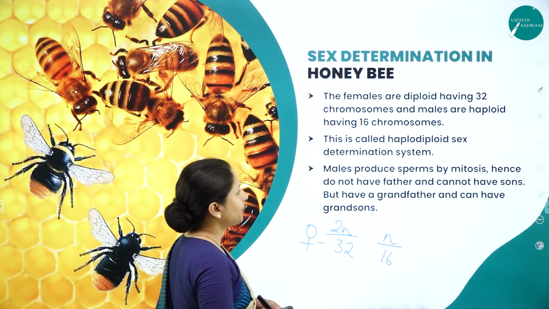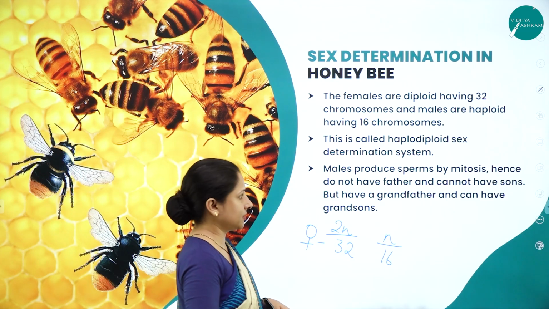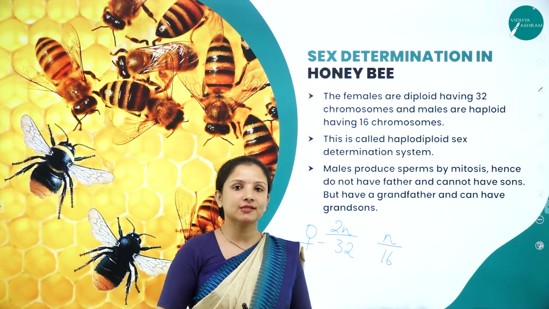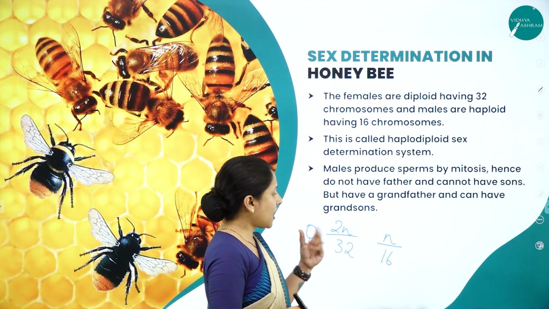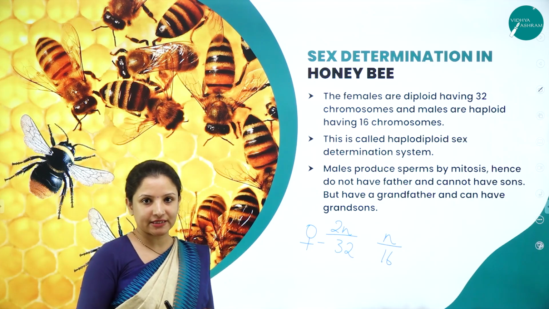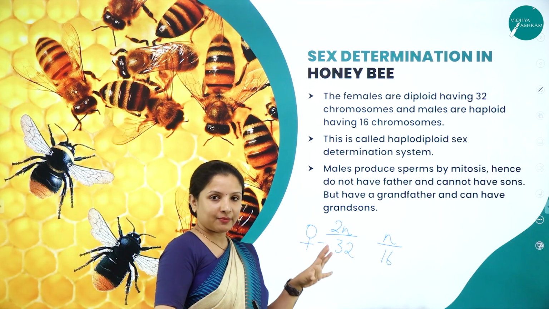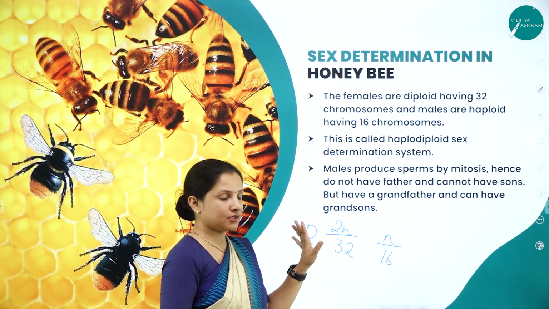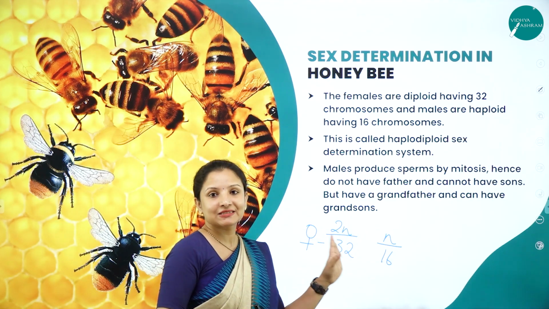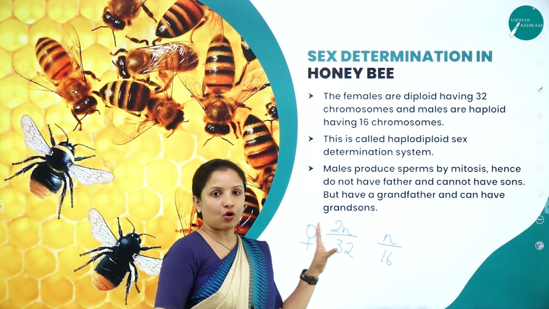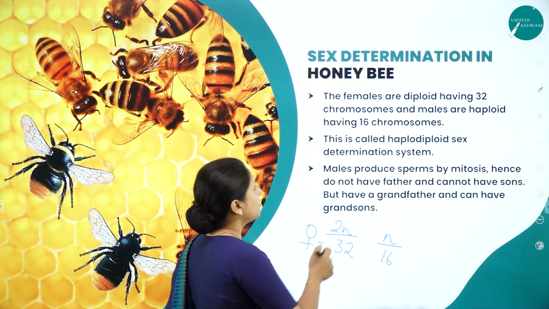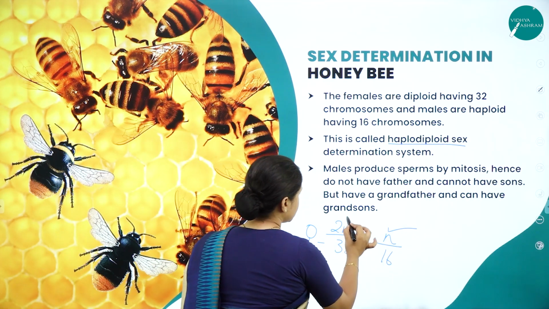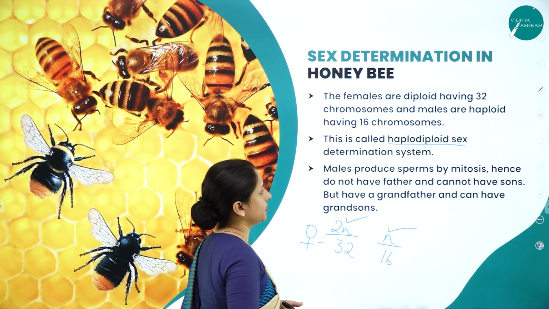And this is called the haplodiploid sex determination system. So, what kind of sex determination do we have? We have the XY sex determination system in humans. In honeybees, we have haplodiploid sex determination, because those honeybees having 32 chromosomes are all females. Those honeybees having 16 chromosomes are all males. This is called haplodiploid sex determination, because haploids are also there, diploids are also considered here.